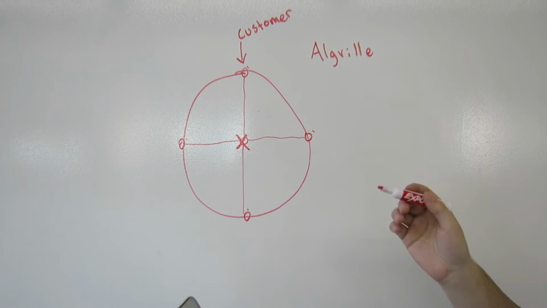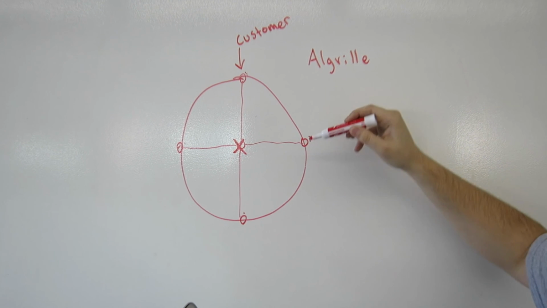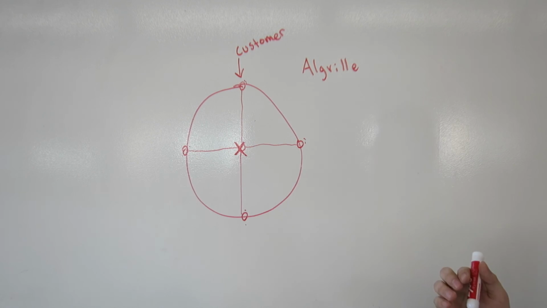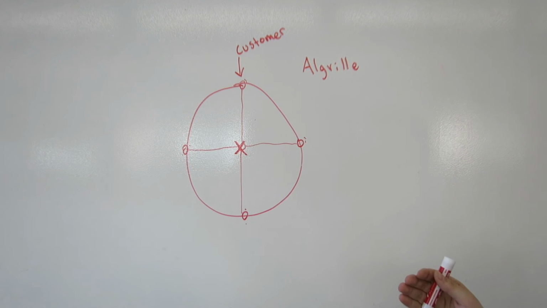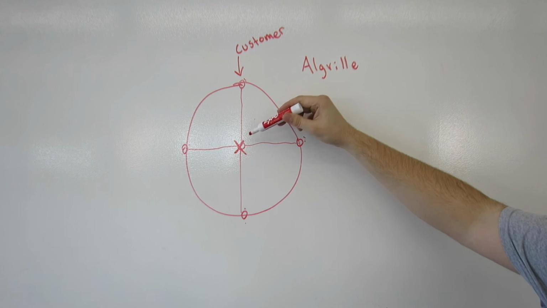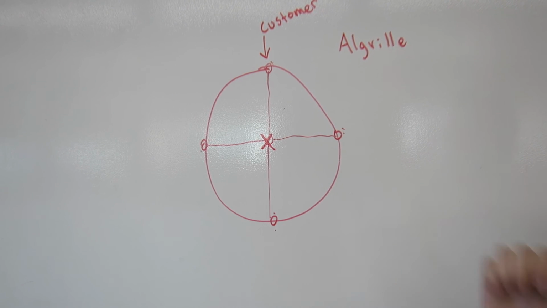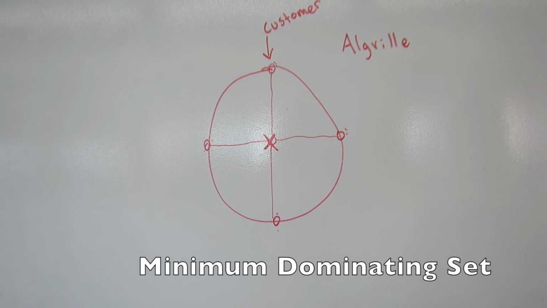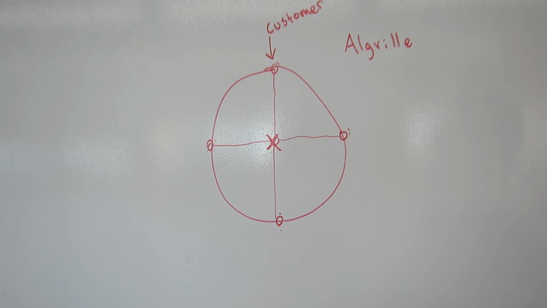As we can see with this solution, every customer is adjacent to the ice cream truck. In this case, we have a dominating set of size 1. Please note that this solution is the minimum dominating set. However, there are other possible dominating sets for this graph.